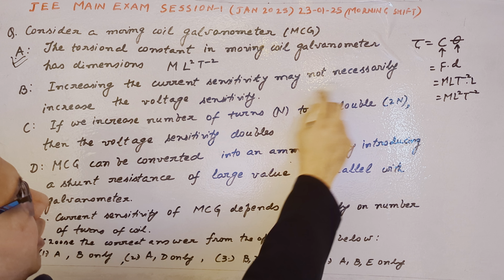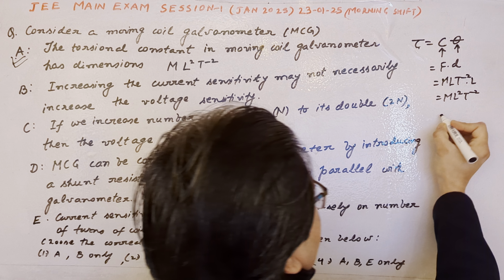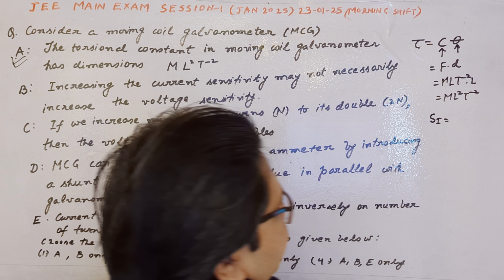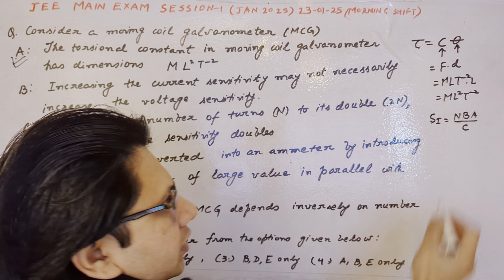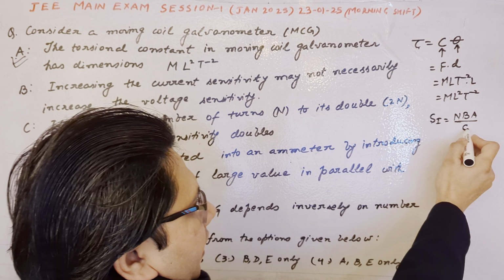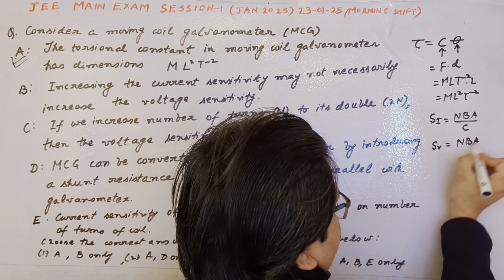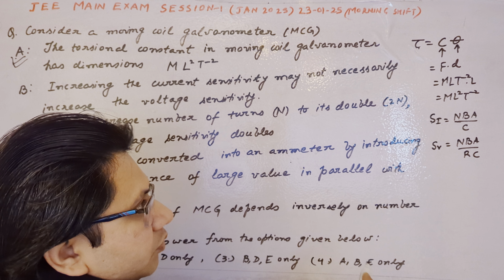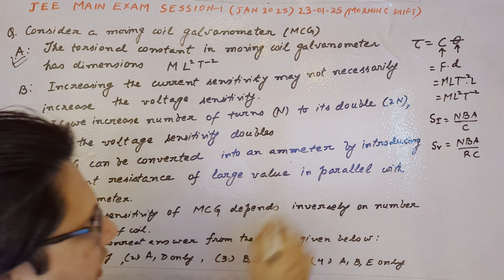Increasing the current sensitivity may not necessarily increase the voltage sensitivity. First of all, we have to understand the basic formulae for the current as well as voltage sensitivity. The current sensitivity SI is given by NBA upon C, where N is the number of turns, B is the magnetic field, A is the area of cross section, and C is the torsional constant. And the voltage sensitivity is given by NBA upon RC. So these two are the formulae for the current as well as the voltage sensitivity. Now it is written here that increasing the current sensitivity may not necessarily increase the voltage sensitivity. Let us analyze this statement.